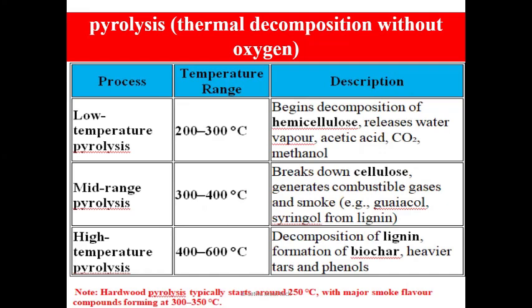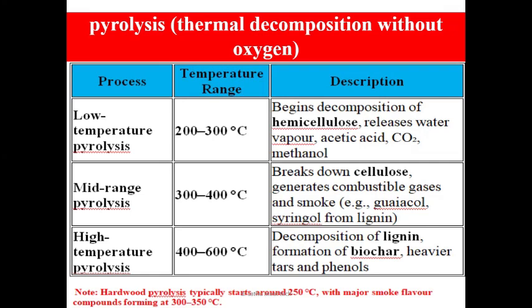Here, mainly the pyrolysis of the hemicellulose will be taking place, and there will be a release of water vapor, acetic acid, carbon dioxide, and methanol. Then mild range pyrolysis. This is very important in producing smoke with good qualities. That temperature range is normally 300 to 400 degrees centigrade. When I say the temperature, it is the temperature of the wood surface. When the wood surface has attained this temperature, the mild range pyrolysis will be taking place.